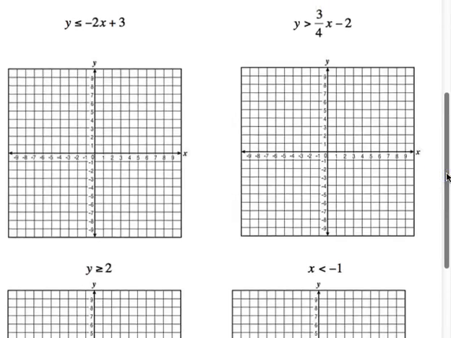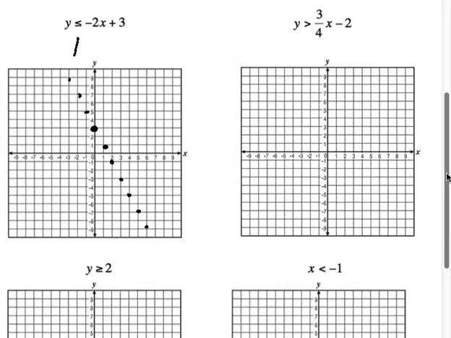So here, I'm going to graph the line negative 2x plus 3. Remember, you always start at the y-intercept, so start up at 3. A slope of negative 2 means down 2 over 1, down 2 over 1, and so on and so forth. Now once you have all those dots plotted out, you need to ask yourself, solid or dashed?